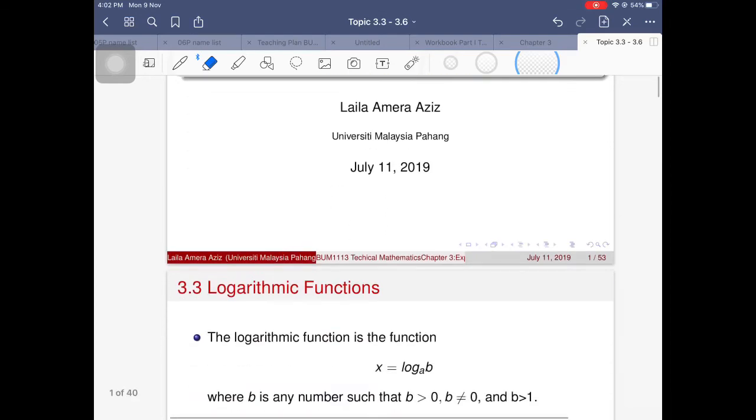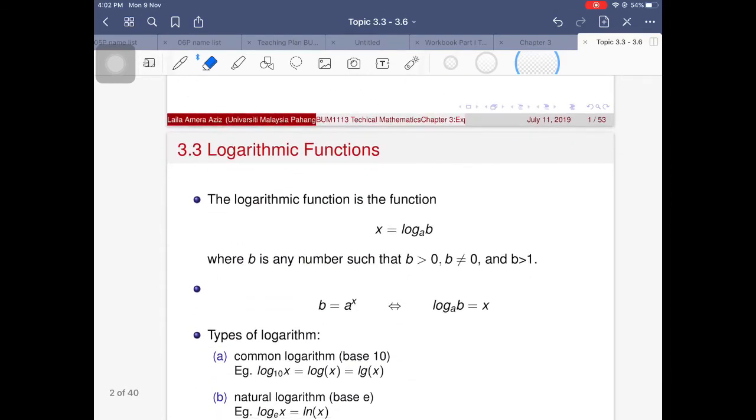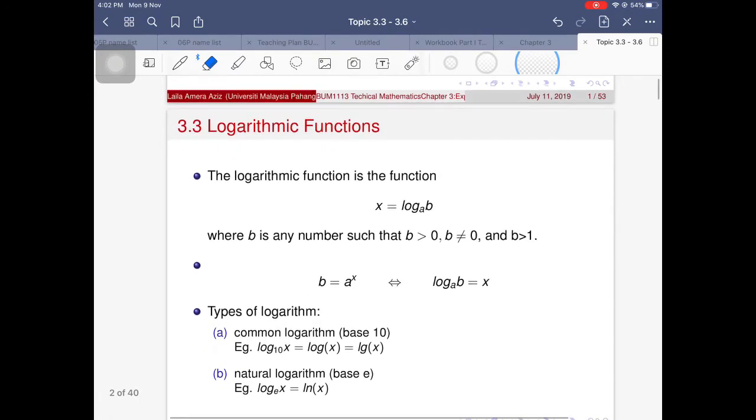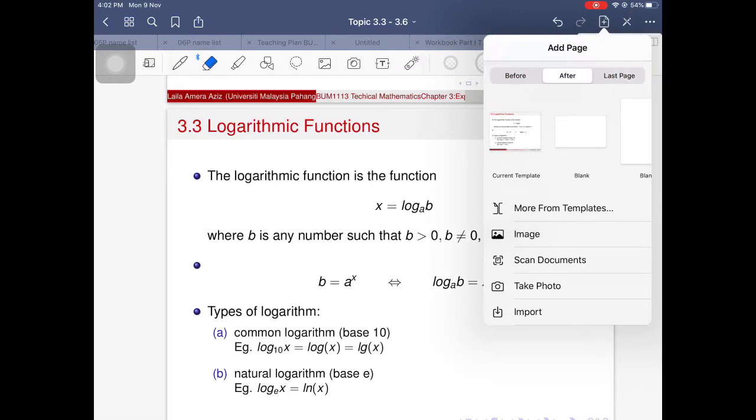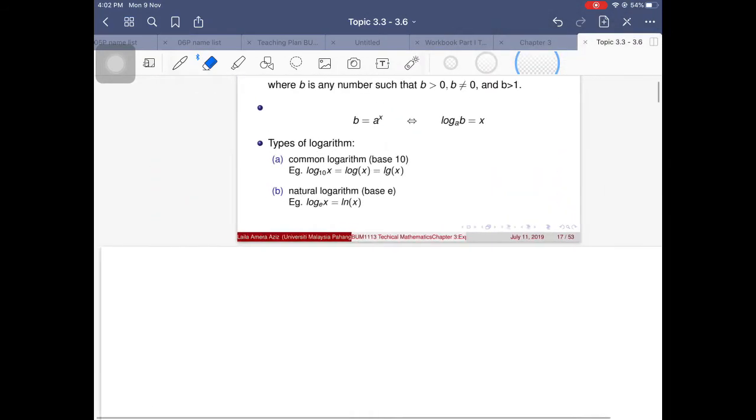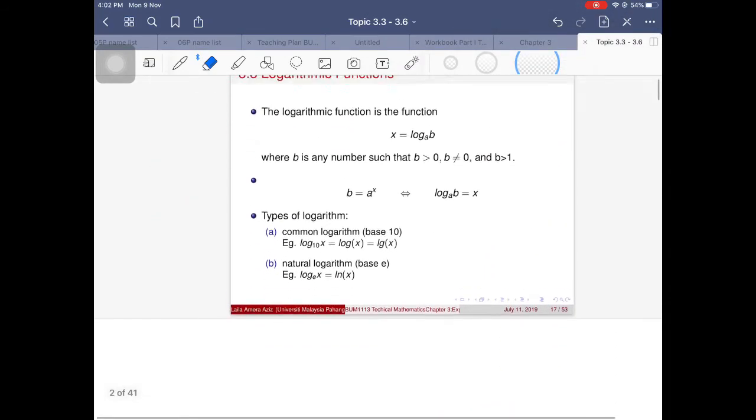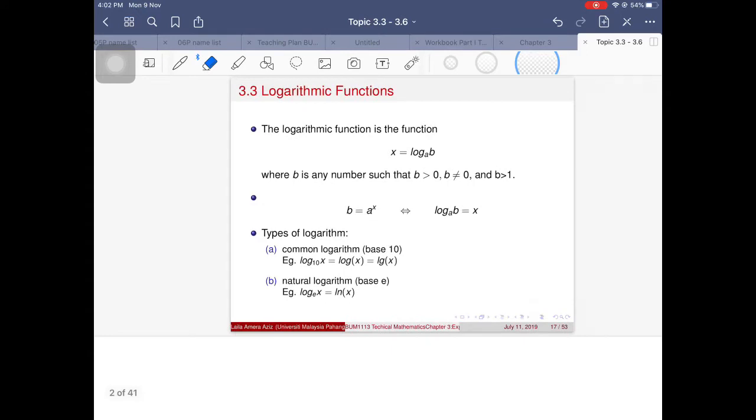Okay, so in topic 3.3, we're going to discuss logarithmic functions. In the previous two subtopics we discussed exponentials, or index, and now we're going to discuss the opposite operation, which is called the logarithmic function. Basically, as I mentioned just now, the logarithmic function is going to be an opposite operation of exponential. So what is an opposite operation?